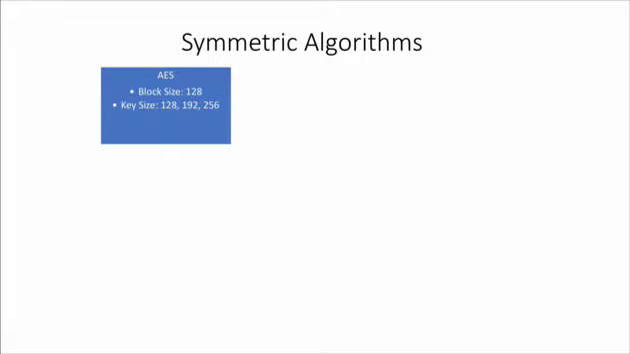The first one that you'll find, and the current standard, is AES. That has a block size of 128 and key sizes of 128, 192, and 256. So what is a block size? The block size is simply the amount of bits or bytes that can be transformed by the block cipher.